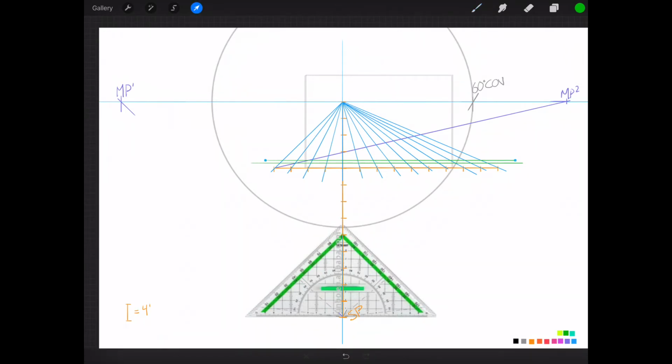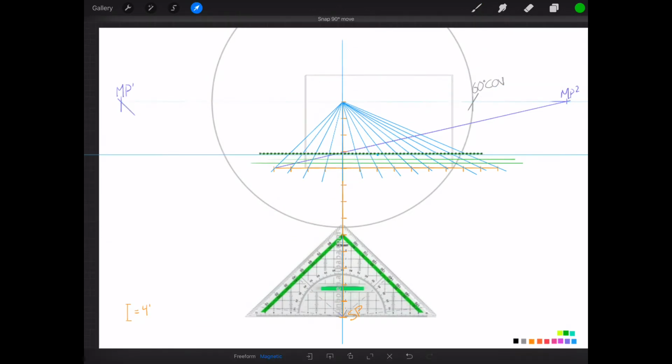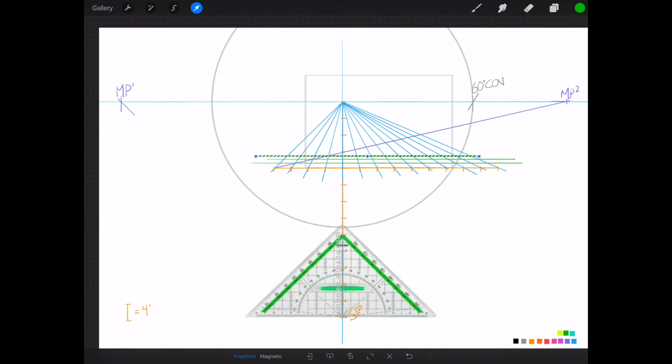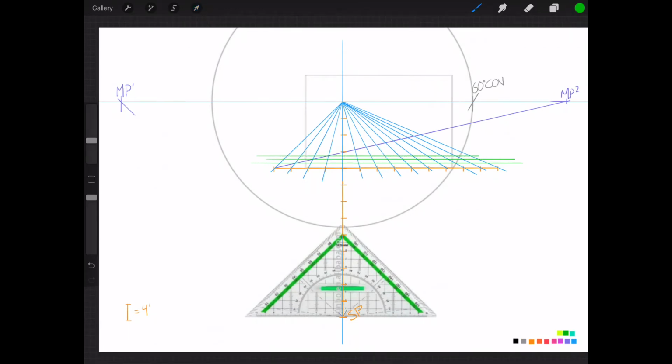And all this is doing is telling us that given the relationship between the station point and the vanishing point, and the relationship of the canvas to the cone of vision, which is always in relationship to the station point and the vanishing point, right? 60 degree is always around halfway between the vanishing point and the station point.